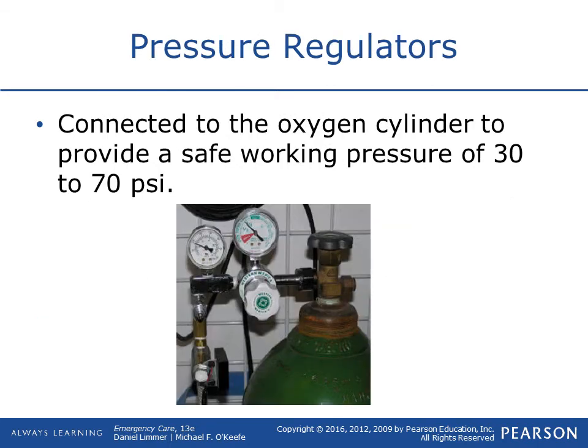So here's a picture of a pressure regulator. Basically, it lowers that internal pressure, generally around 3,000 psi of these big cylinders, to a good safe working pressure of 30 to 70 psi, because that's a lot easier to control than that much higher one.